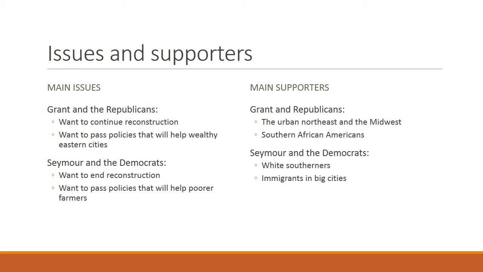The main supporters for the Republican Party were people who lived in the urban Northeast and also out in the Midwest. And very importantly, Southern African Americans. This was the first election they were allowed to vote in. They were strong supporters of Grant, and almost all of them vote for Grant in the election. Seymour and the Democrats attract lots of support from white Southerners who want to be left alone to reconstruct the South on their own terms. And they are also very popular among immigrants in big cities.